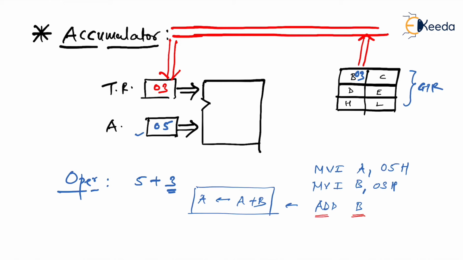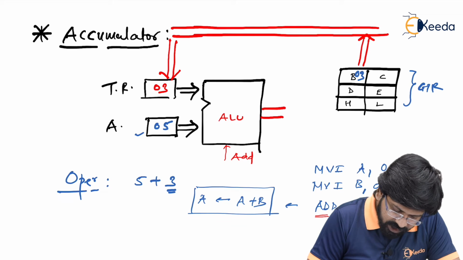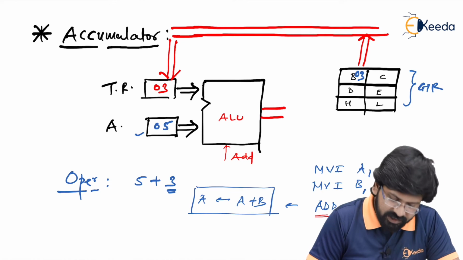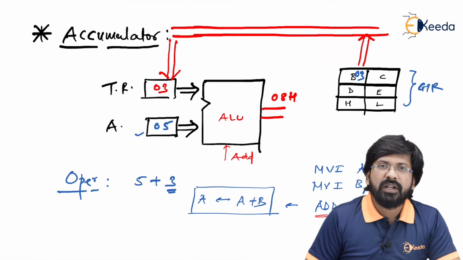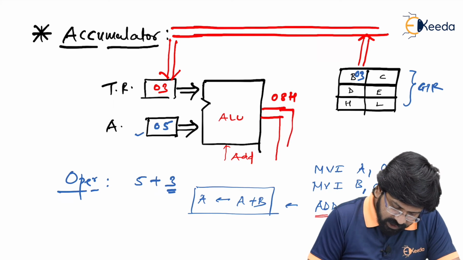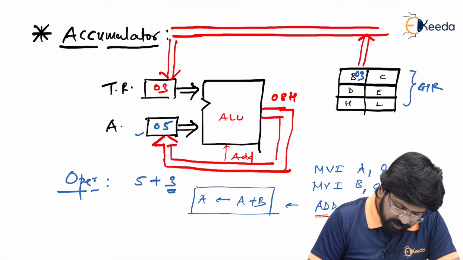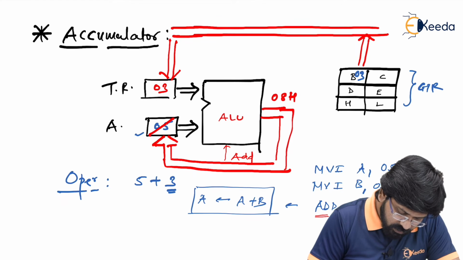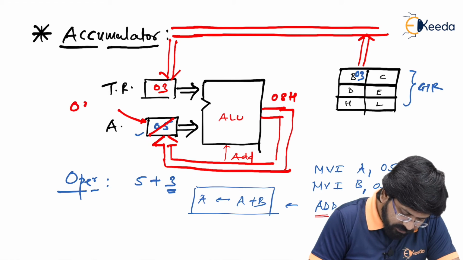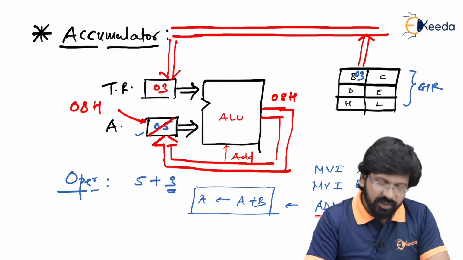Since the instruction specifies that it has to add, internally the microprocessor gives an add instruction to this ALU. In turn, what is going to happen? It does the addition and the result comes at the output data bus, and this time the result is what? 5 plus 3, it is 8. Once this result has come, it automatically comes back to accumulator like this. So this 08 comes and it is going to replace this 05. So now the present content of accumulator will not be 5 but 08H. So this is how the operation takes place.